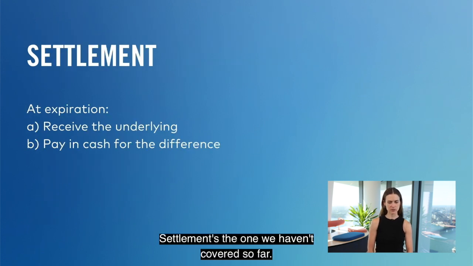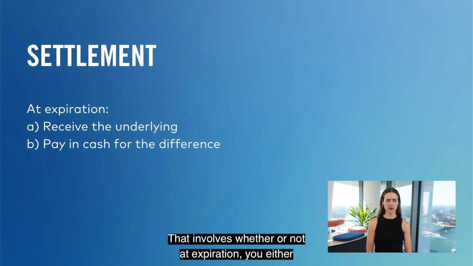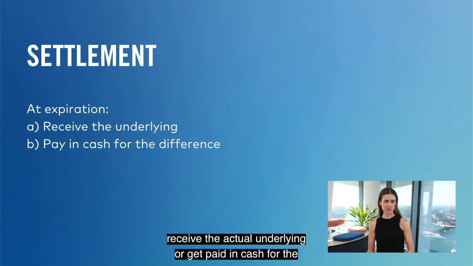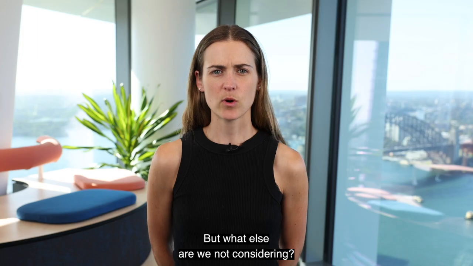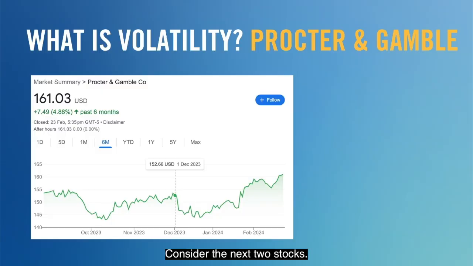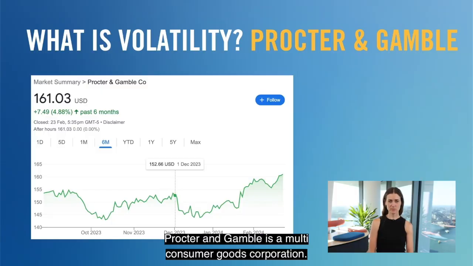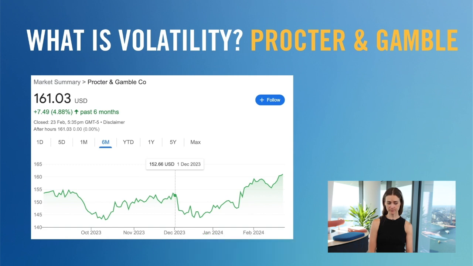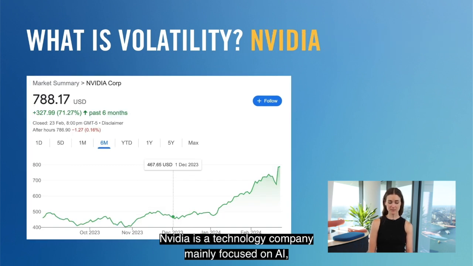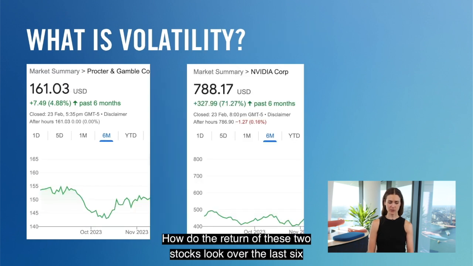Settlement's the one we haven't covered so far. That involves whether or not at expiration you either receive the actual underlying or get paid in cash for the difference between the underlying price and the strike price. But what else are we not considering? Consider the next two stocks. Procter & Gamble is a multi-consumer goods corporation. NVIDIA is a technology company mainly focused on AI, high-performance computing, and gaming. How did the return of these two stocks look over the last 6 months? Procter & Gamble is up 5% and NVIDIA is up 71%.